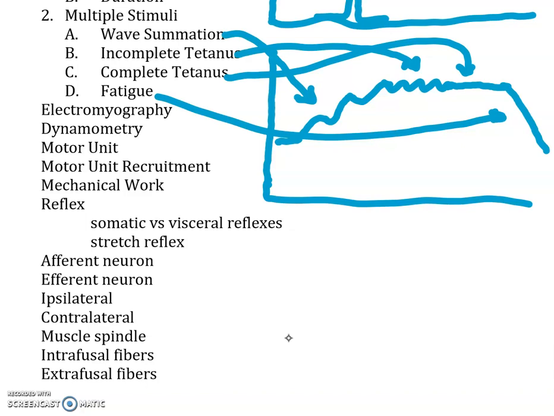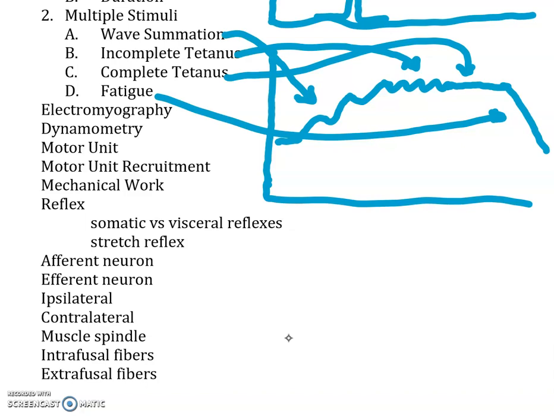Motor unit recruitment is how many of these motor units you're using for a certain movement or for certain mechanical work. Mechanical work, I think everybody's clear about that, is you're just moving something, lifting something, or doing some sort of mechanical work. Now, let's move into reflexes.